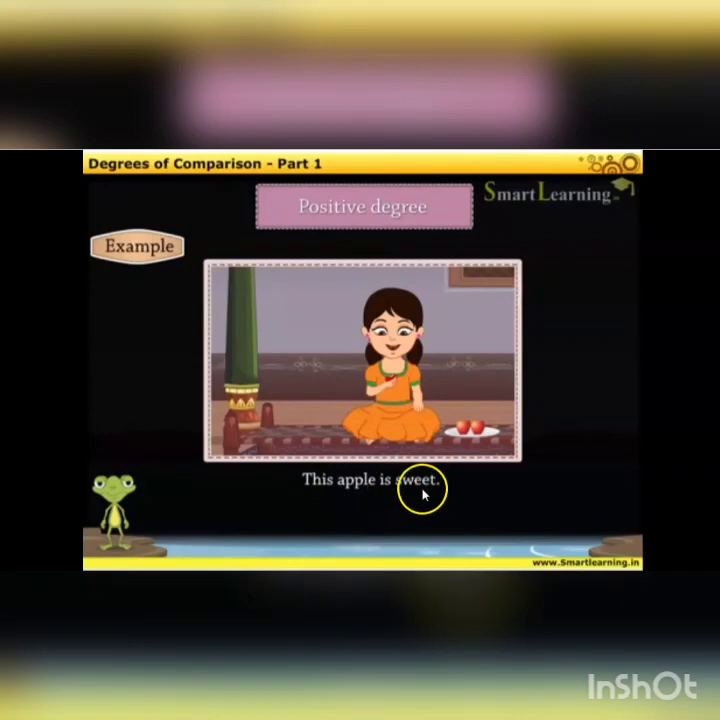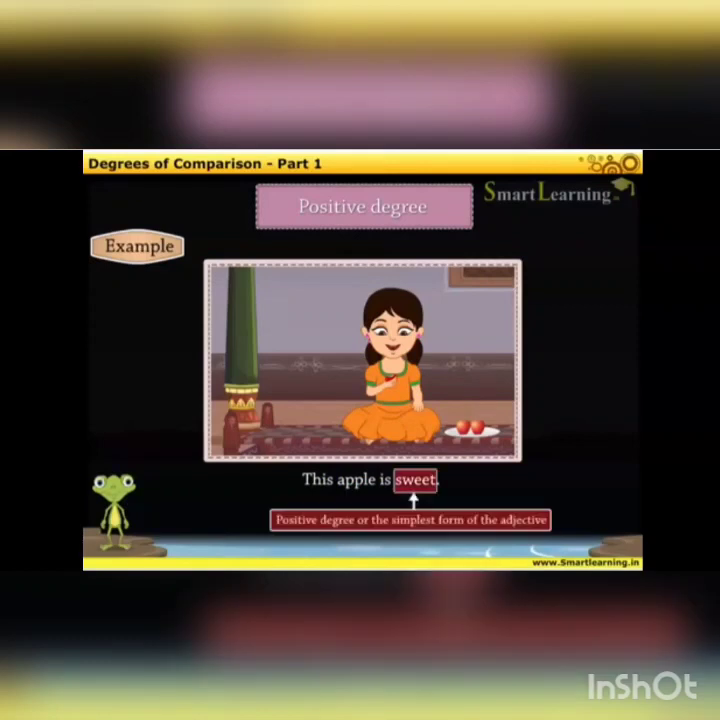The apple is sweet. See, there is only 1 apple, only one thing. So it is just a normal word. Sweet is the simplest form of adjective. Now let's go to the next one.